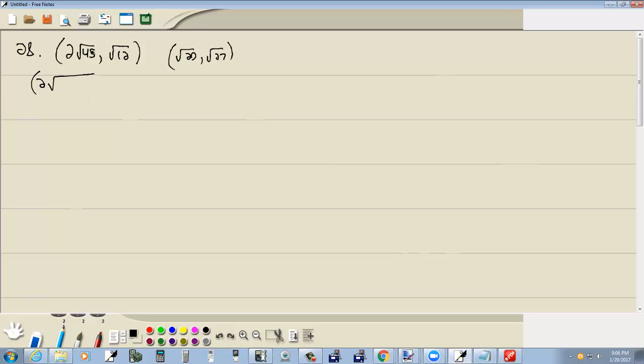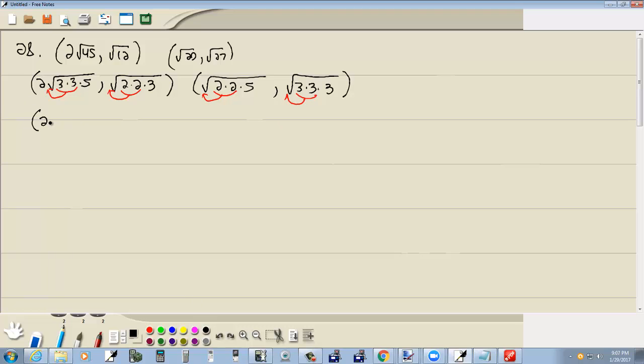Now, 45 is 9 times 5, or 3 times 3 times 5. 12 is 4 times 3, or 2 times 2 times 3. 20 is 4 times 5. And 27 is 3 threes. Now, with square roots, we're looking for pairs of something. Here's a pair of 3s, so that's going to come out in front. Here's a pair of 2s, so that's going to come out in front. Here's a pair of 2s, that'll come out in front. And here's a pair of 3s, that'll come out in front. No matter where you are in math, you should always simplify your radical before you go on.